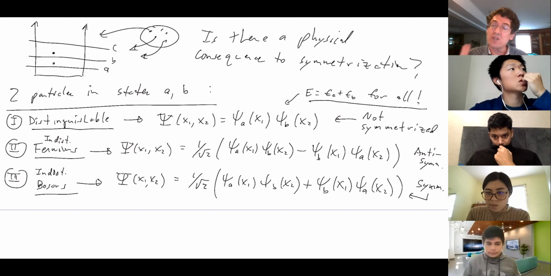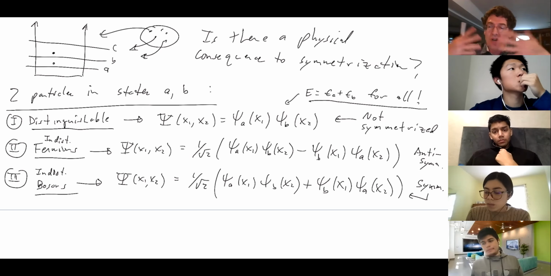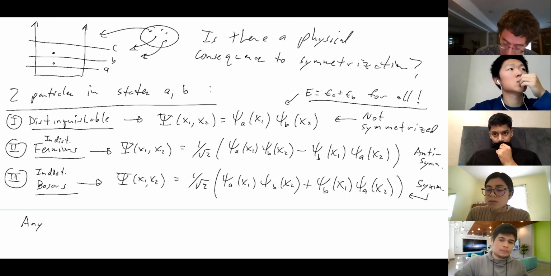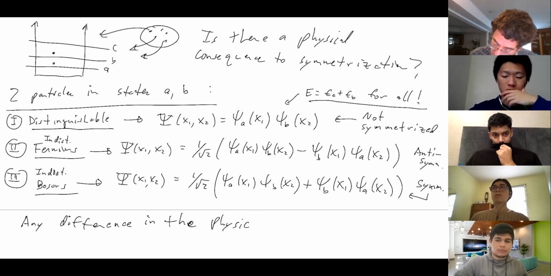And so my question to you now is, is there a physical difference? Do these three systems, 1, 2, and 3, have any different physics? Is there any difference in the physics? What do you think? Yes or no?